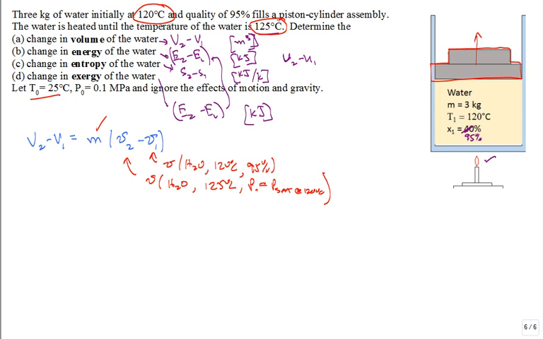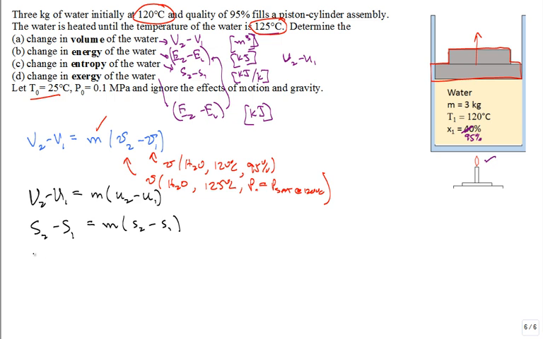All right. Now, what about U2? Let's stay here. U2 minus U1. Is that M times U2 minus U1, the specific internal energies? Yes. And isn't it the same type of game? That's right. Same process. Okay, instead of getting V's, get U's. How about S2 minus S1 for part C, the change in the entropy of the water? Mass times little s2 minus little s1. Does that look good? Can you solve that?